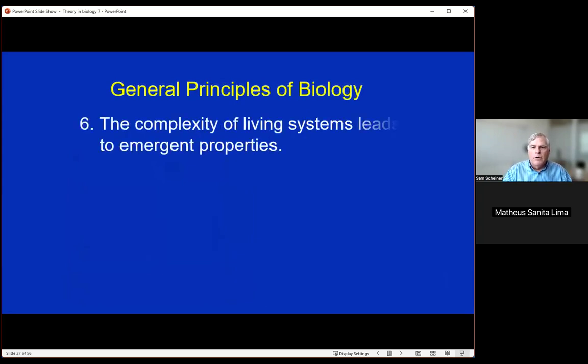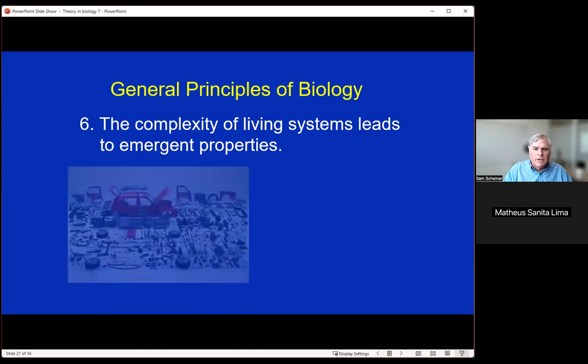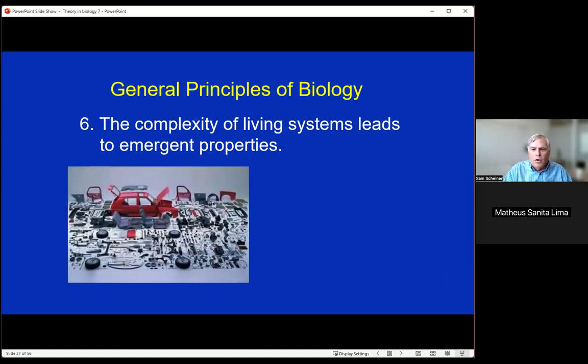That's important because that complexity leads to what are called emergent properties. So what is an emergent property? I'll use a non-living example because I think it makes this clear. Let's say you have all of the parts of an automobile laid out on the floor in front of you, like you have here. So there's all the parts of that automobile.